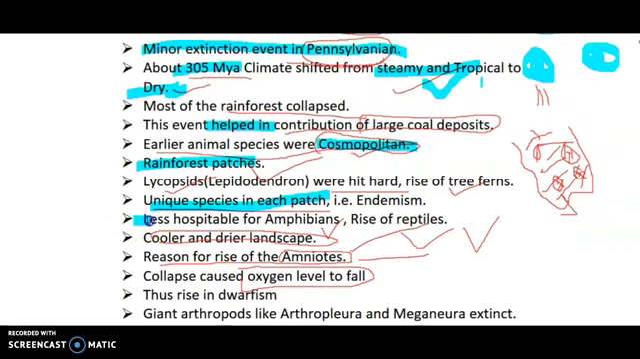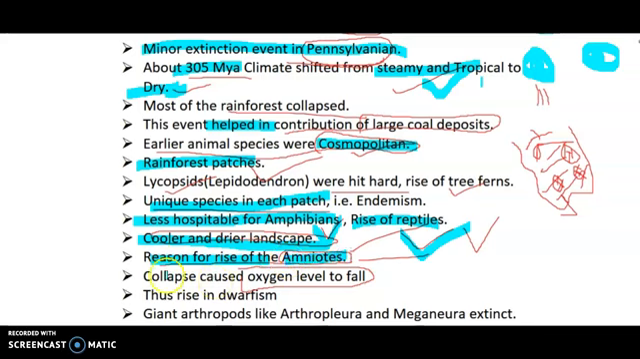Thus, the climate became less hospitable for amphibians. So amphibians, as you know, love to live in a steamy, or you could say tropical, type of environment, and amphibians became almost extinct, and there was a rise of reptiles. So reptiles, you can say, are accustomed to living in the dry environment. Okay, so the landscape was cooler and drier, and this was one of the main reasons for the rise in amniotes.